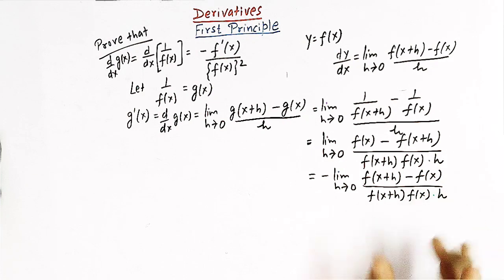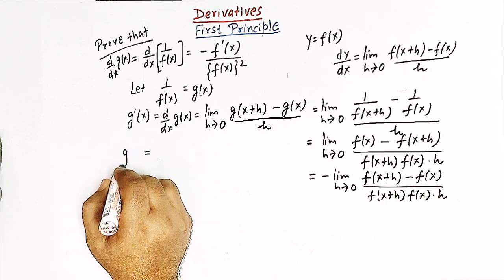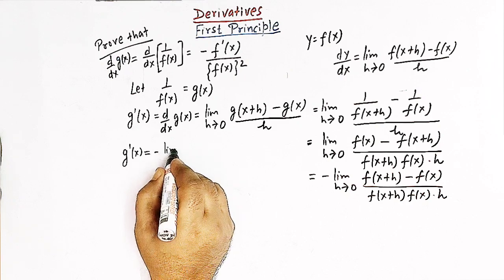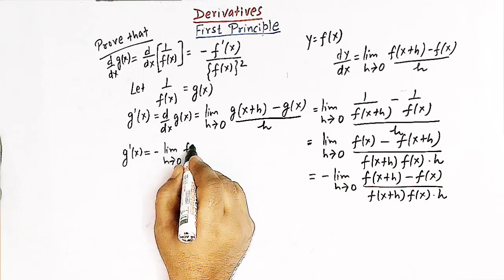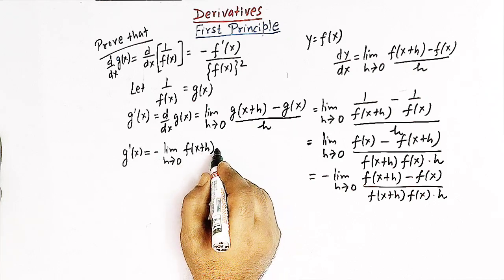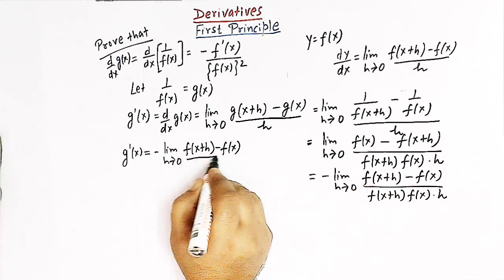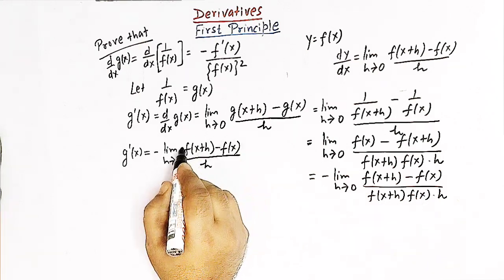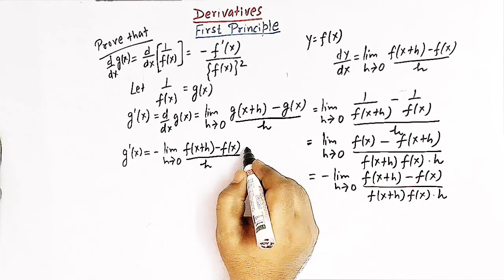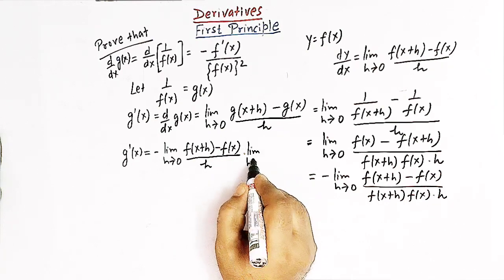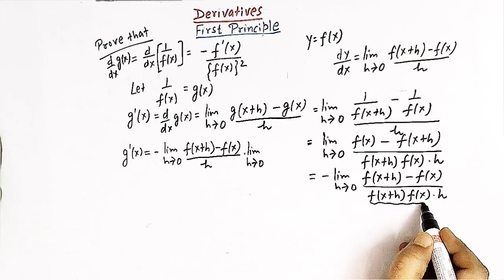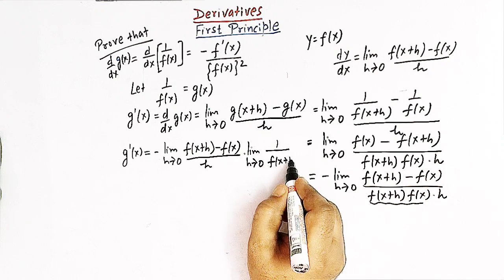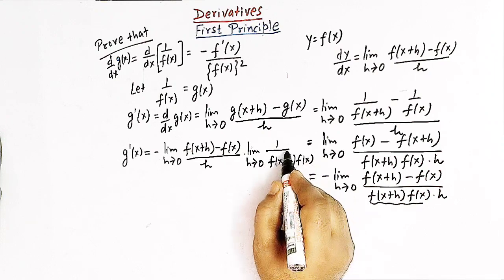So now rearranging the terms here, we can write g prime of x is equal to negative limit h tends to 0, f of x plus h minus f of x, and we can take h in the denominator of this quantity. And then we have limit h tends to 0, and we have this remaining function, that is 1 over f of x plus h, and here we have f of x.